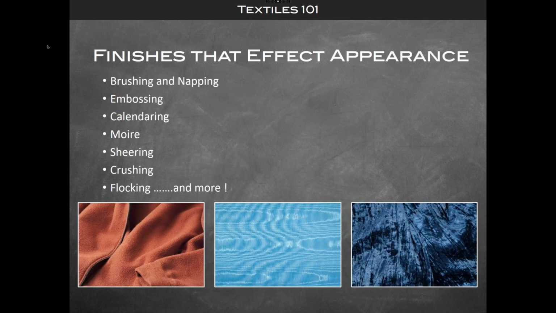Finishes that can affect appearance are brushing or napping, embossing or calendaring, moire, shearing, crushing, flocking, and there's more. But these are some examples. You can heat set a fabric, but then you can also do things in finishing that affect the appearance of the fabric.